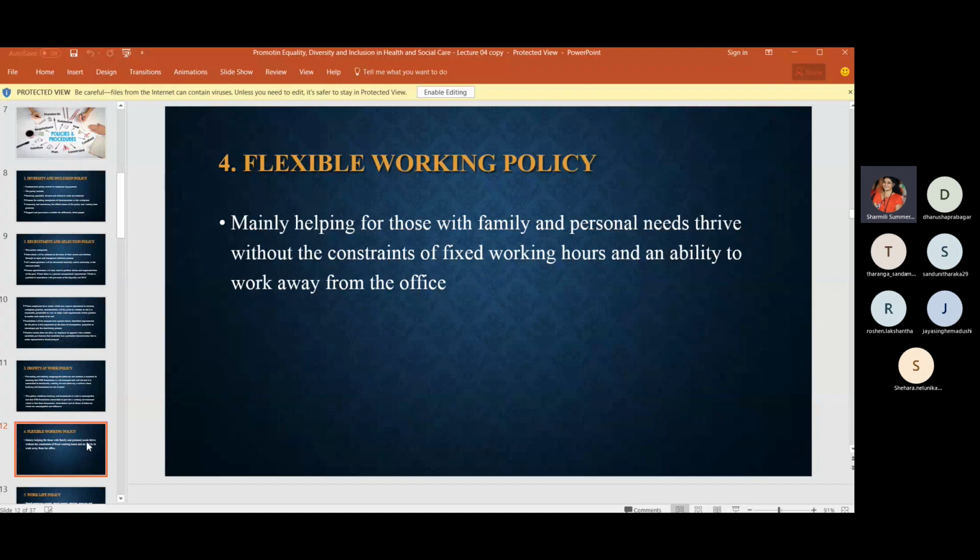The fourth one is the flexible working policy. It's also similar to dignity. That means the working environment should be flexible, and the employer can't restrict any person. The employer can't stress or rush the employee to finish the work within 2 or 3 days. If the work needs 1 week, then we need to provide space for the employee to finish it in 1 week.